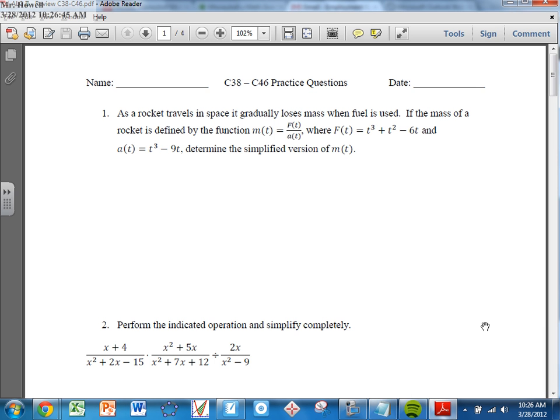Your test tomorrow. Again, it's a long test. It's probably the longest one we're going to have all year, as far as material goes. Okay? So it's concept 38 through 46. There's a lot to discuss. And what I did on your packet is pretty much gave you at least one problem for each. So I'm going to go through these, and we're going to go through each of them.